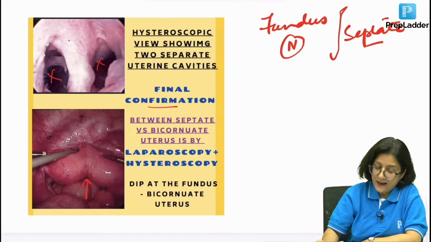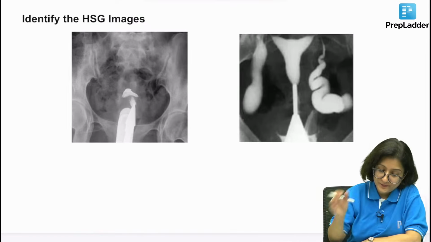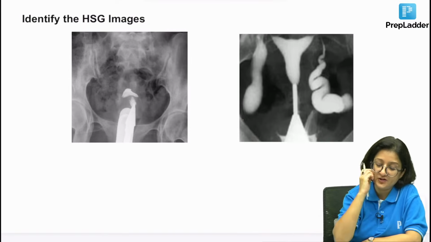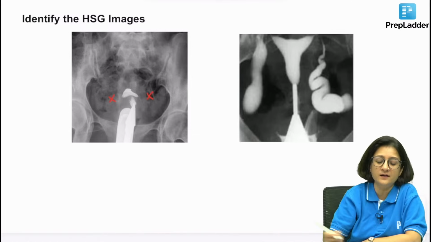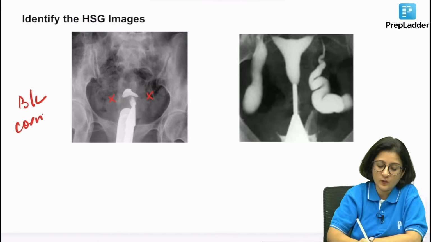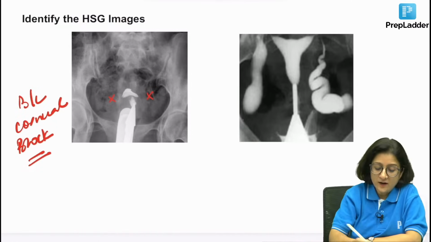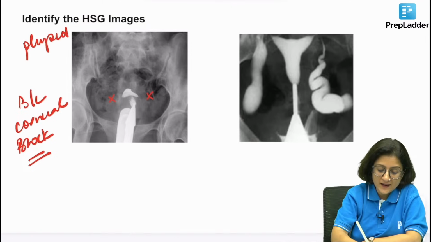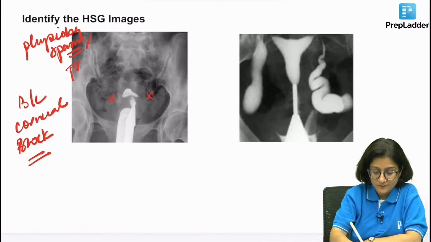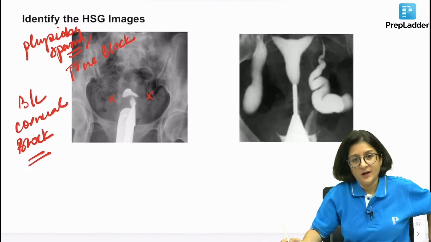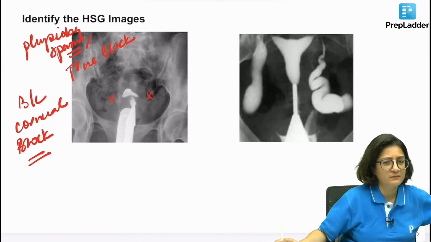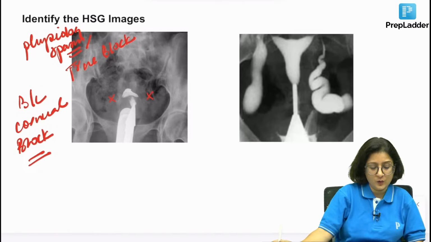Okay. Now, next image. Identify these HSG images. Image on the left, image on the right. Image on the left, you can see that there is a bilateral cornual block. Fine. Now, this could be a physiological spasm, or it could be a true block, right? In fact, genital tuberculosis typically has a cornual block.